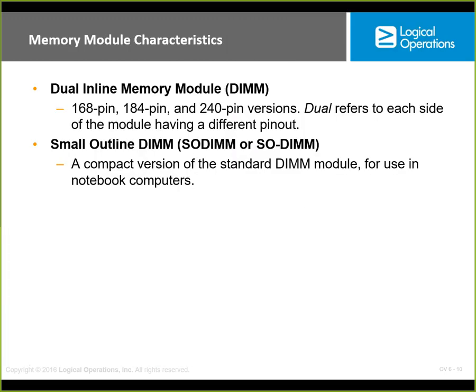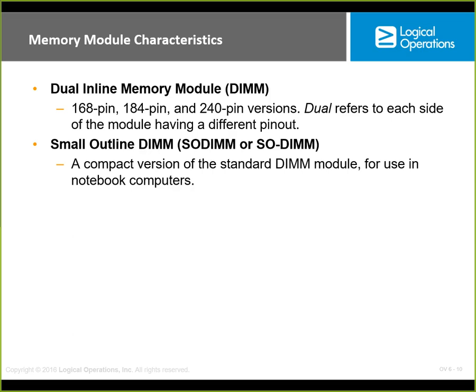DIMM, dual inline memory module, and it's 168 pin, 184 pin, 240 pin. Dual refers to each side of the module having a different pin out. What that means is it's like having two DIMMs in there. They're separate. So the pins on the front side talk to the RAM chips on the front side, and the pins on the back side talk to the modules or the chips on the back side.